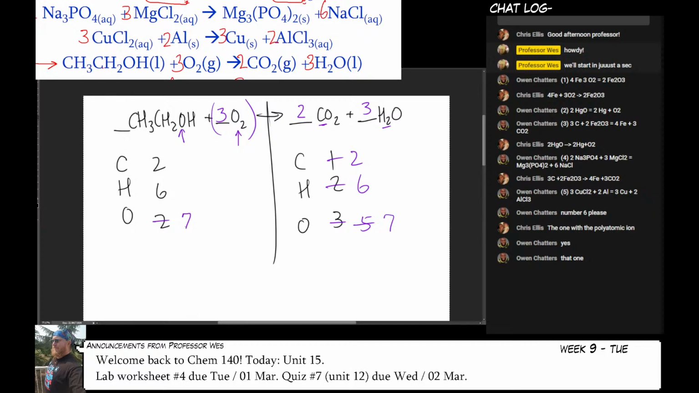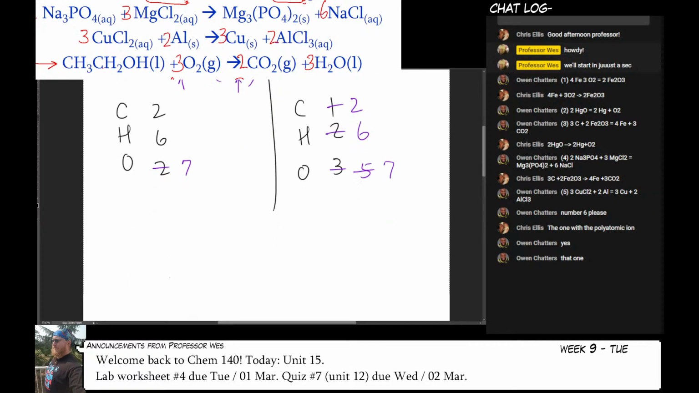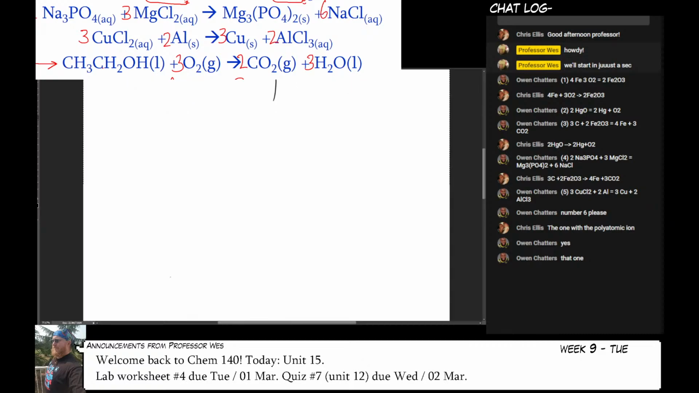And then somebody else wanted to see the sodium phosphate and magnesium chloride, I believe. Oops, oh, I cleared all the colors. No. Let me get my purple back here. Alright, so I got sodium phosphate. And I've got magnesium chloride. Makes magnesium phosphate and sodium chloride.